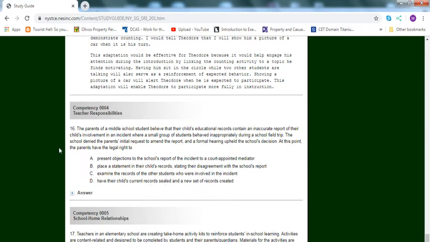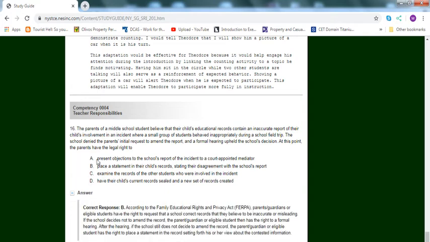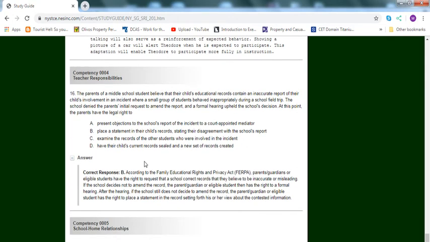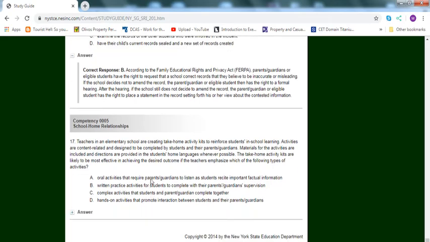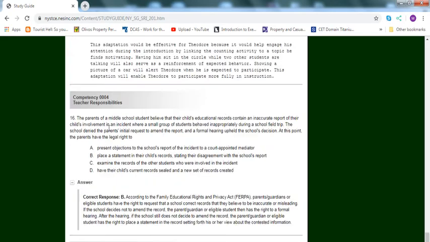Now you read through a small passage like this and see which one the answer is. If you read through the question carefully, the answer should be B: place a statement in the child's record stating their disagreement with the school's report. Obviously this will be the right answer. There are also going to be questions about school-home relationships, and these are one of the heavy parts.